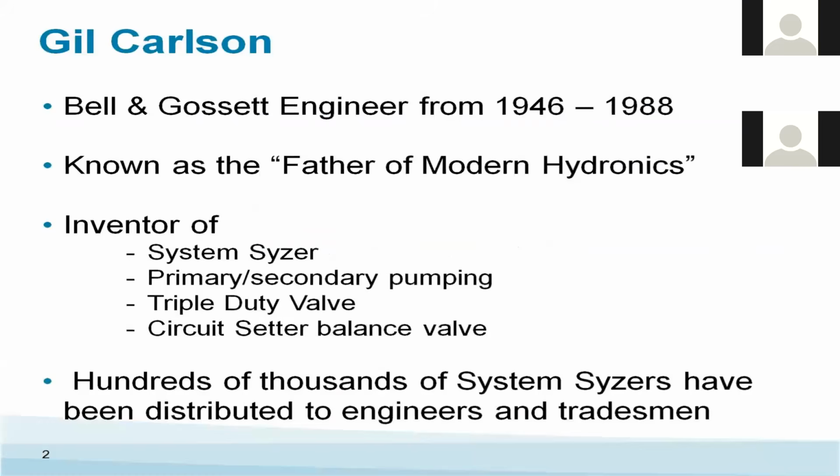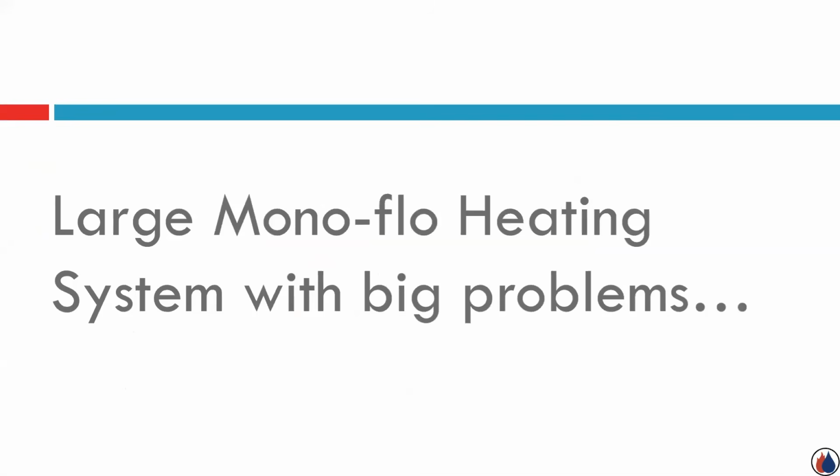So a famous heating engineer who worked at Bell & Gossett for a long period of time, Gil Carlson was his name. In the engineering community over the years across the country, they considered him the father of modern hydronics. He invented a few different items that I'm listing here, and specifically what we're talking about this morning is that he was the person who developed this concept of primary secondary pumping. And you'd say, okay, well, why and how? Why did he do it?